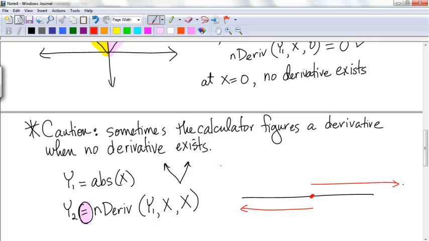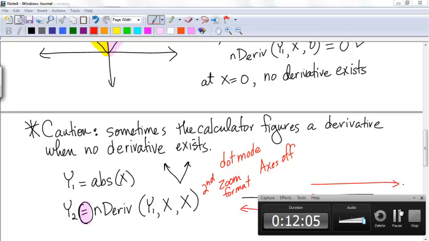Now we did a couple of things there. We did dot mode. So on some of these, you may have to go into dot mode. We also did second function format, and we turned the axis off. There will be times where the graph is graphing right along the x-axis, so you may need to turn it off. So basically, I've shown you one place where the derivatives don't exist, and that's at a sharp corner.